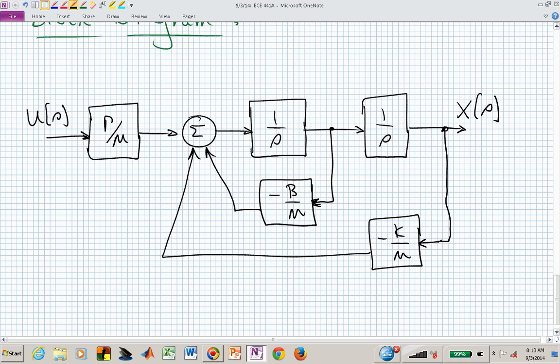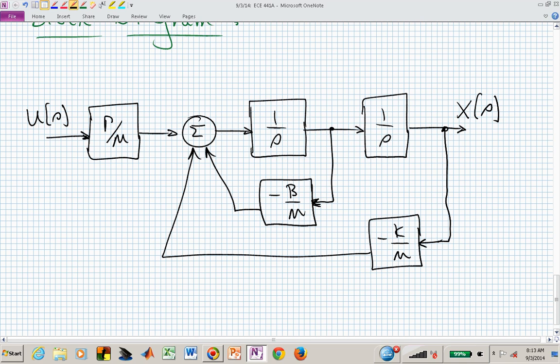Now what we want to do is find the transfer function between the input u and the output, the Laplace transform of our position variable, capital X of s. One approach to doing that is to simply use block diagram algebra, which really just means adding and multiplying on the block diagram or with the block diagram.